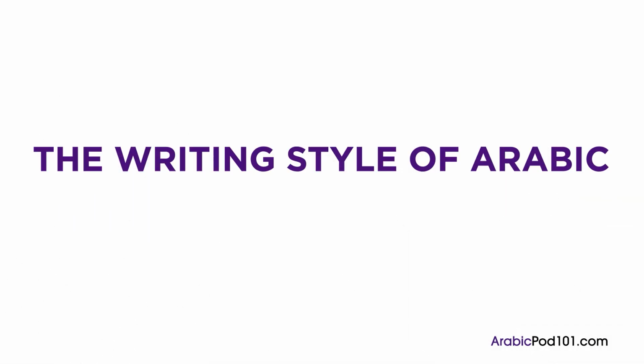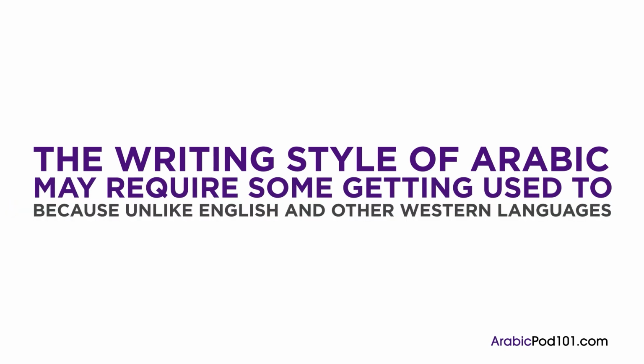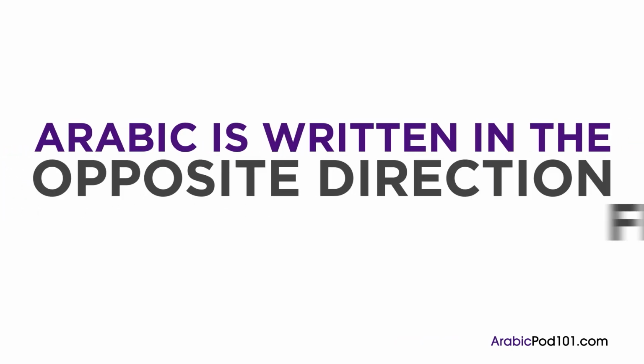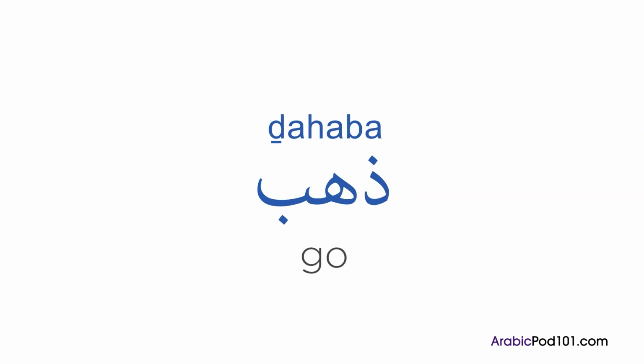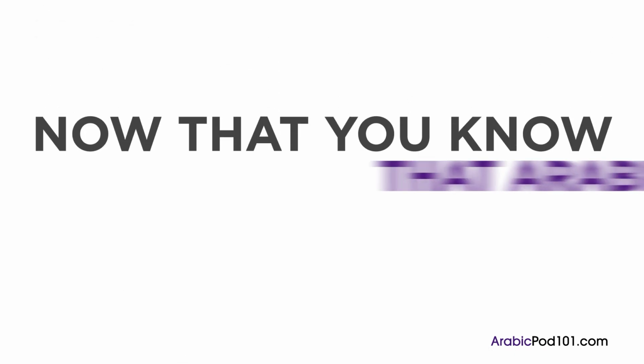The writing style of Arabic may require some getting used to, because unlike English and other Western languages, Arabic is written in the opposite direction, from right to left. So, using the previous example, ذهب. The first letter goes first, followed by ha and then be. While words are written from right to left, numerals are written from left to right instead, so please keep that in mind.